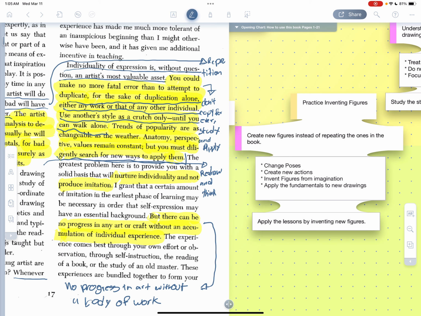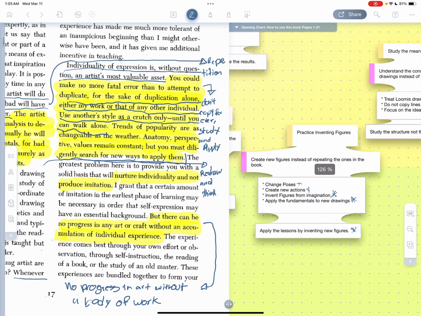All right, so change poses, create action, invent figures, apply fundamentals to new drawings, apply the lessons by inventing figures. That is how I summarize that.